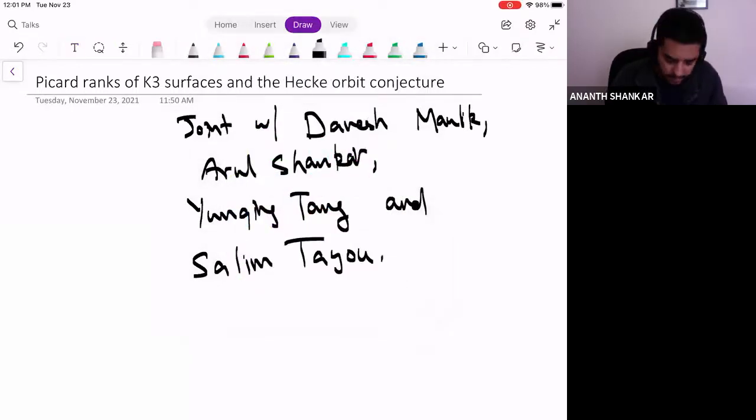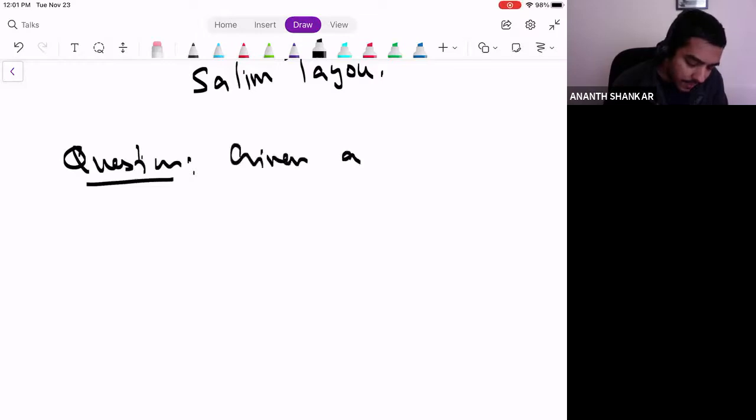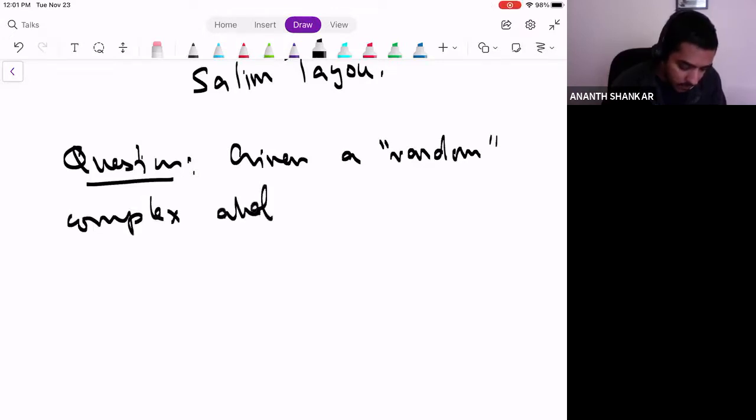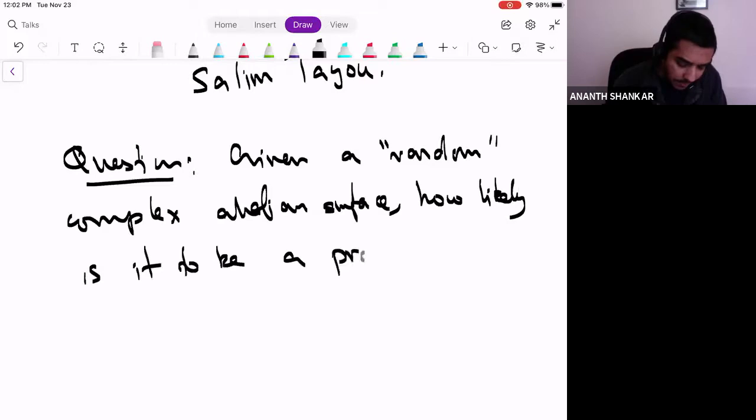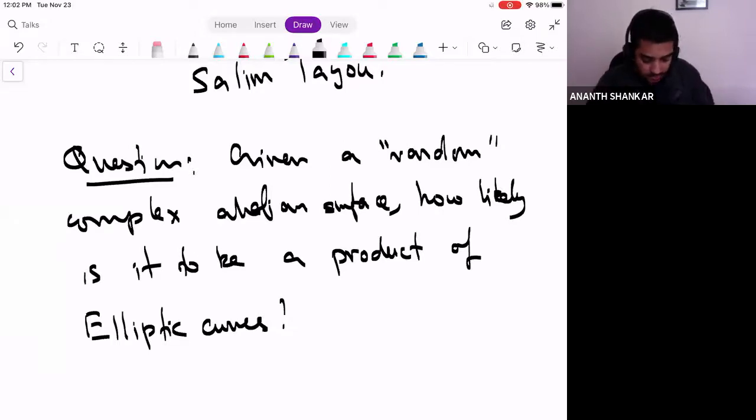Let me start off with the following broad question: given a random complex abelian surface, and I'm using the word random extremely loosely, how likely is it to be a product of elliptic curves? Because of course, if you have a pair of elliptic curves, then that's going to be a complex abelian surface. The question is, are such products most abelian surfaces? Or are there only a few abelian surfaces that are a product of elliptic curves?